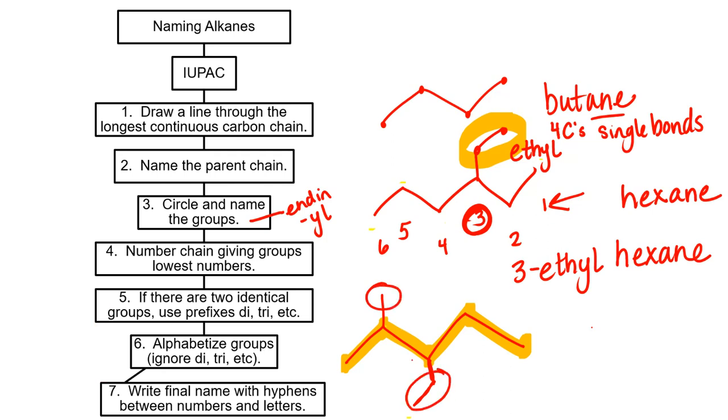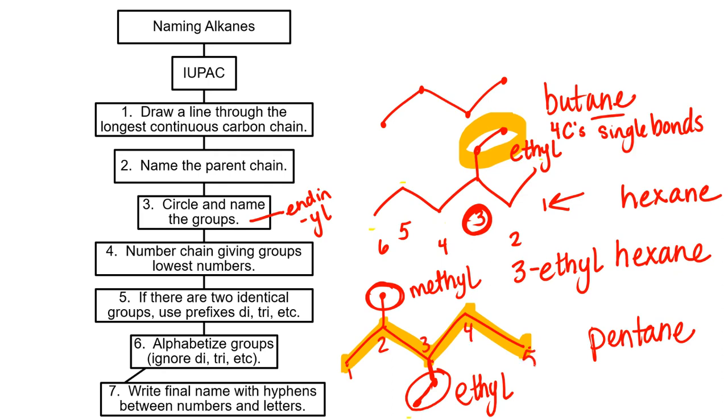So our 5 carbon chain, 1, 2, 3, 4, 5, is called pentane. We're going to have a 1 carbon group right here called methyl, and a 2 carbon group right here called ethyl. Now we'll want to number so the groups get the lowest possible numbers. Let's try left to right. 1, 2, 3, 4, 5. Then our groups in red will be a 2-methyl and a 3-ethyl.